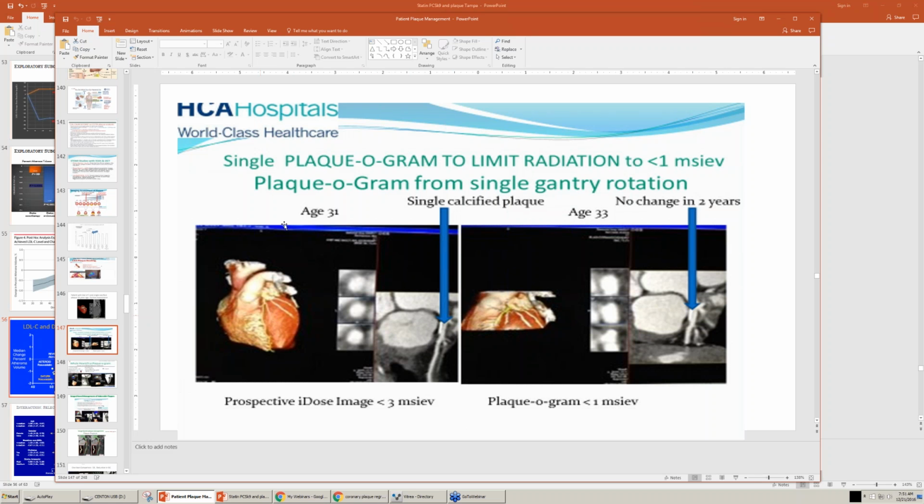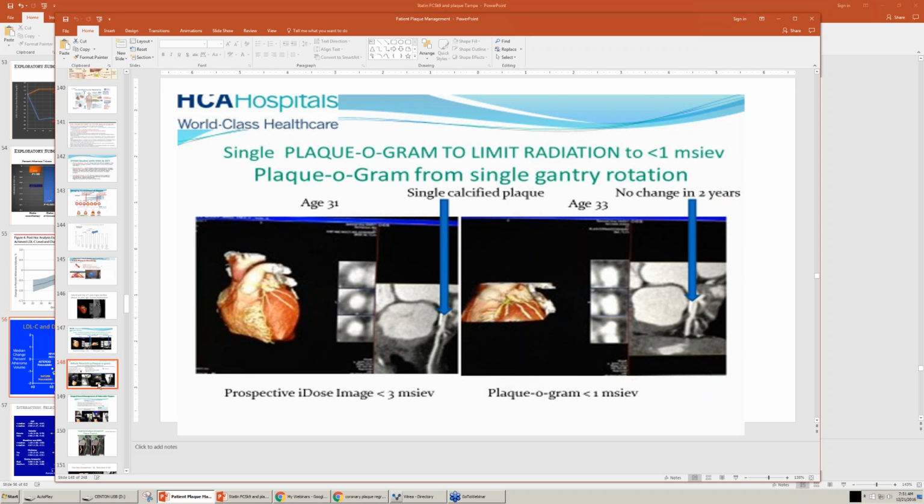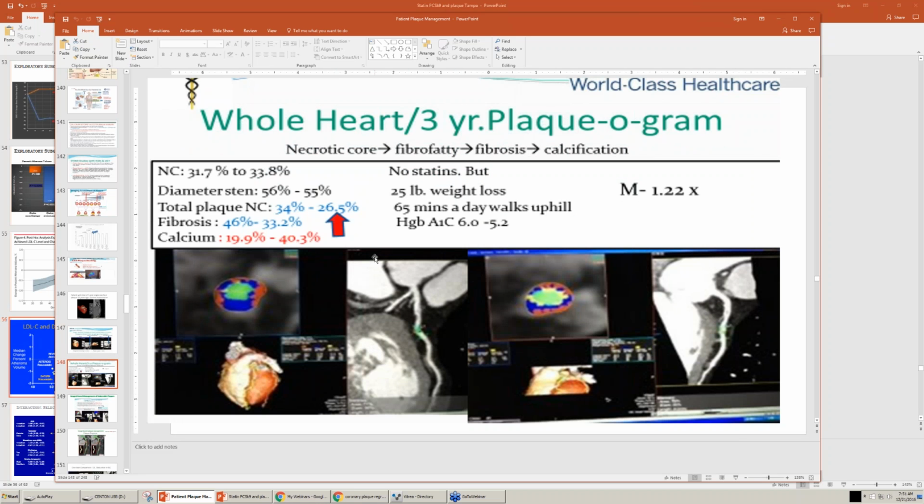So I don't know, this gentleman's lipids are normal, so I don't know why he has that, but I don't think it's atherosclerotic. But let's look at somebody else that does have atherosclerosis. And so this is an interesting guy.